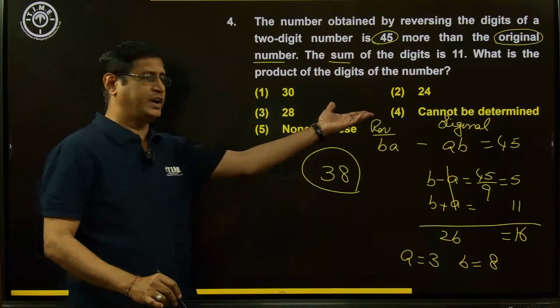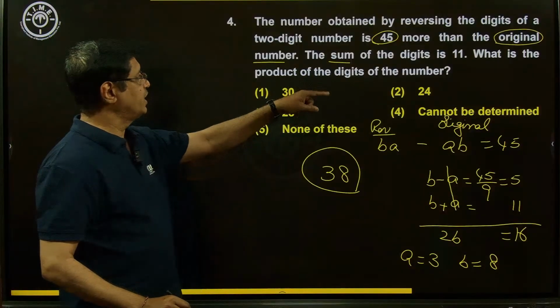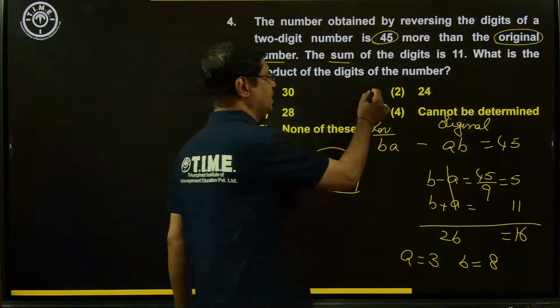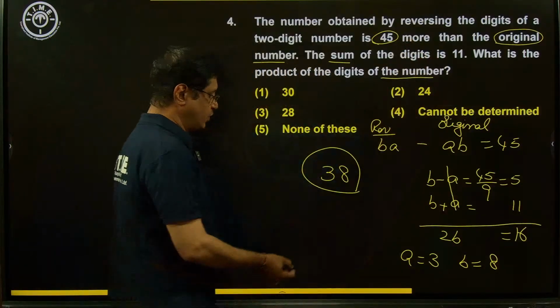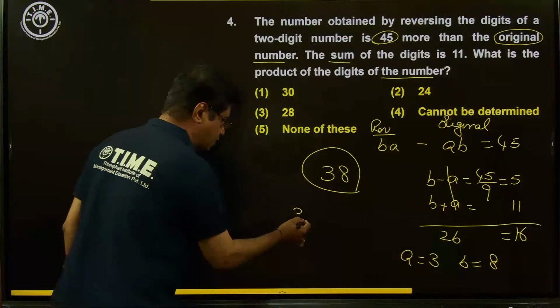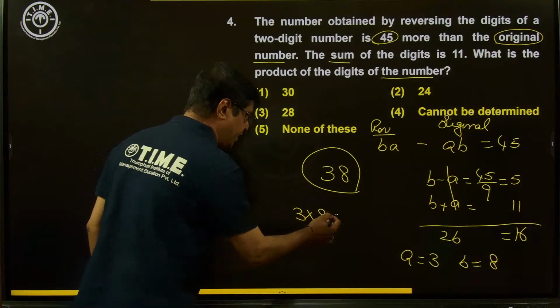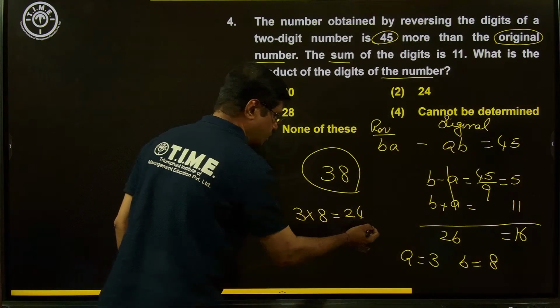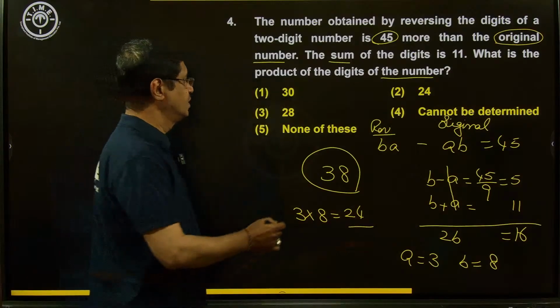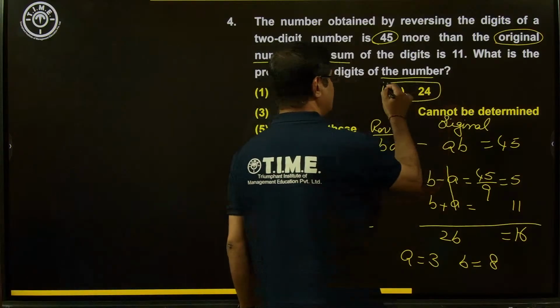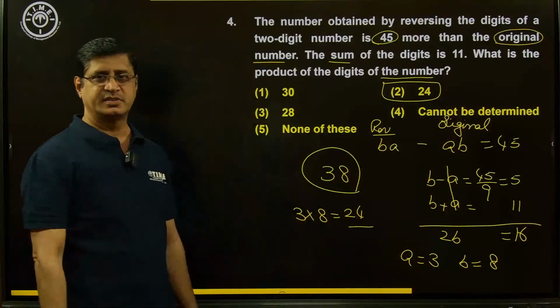But what we need to find out here? What is the product of the digits of the number? So what are the digits here? 3 and 8. How much is the product of 3 and 8? That is 24. So what is the right choice? Option 2. Second choice is the correct answer.